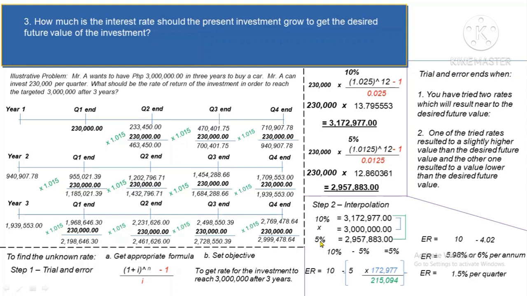I will announce the answer in video number 3 about the time value of money, discussing the present value. So this is the problem. You want to have 1 million at the end of the year. You decided to invest 230,000 per quarter. So what should be the annual interest rate that will turn the 230,000 into 1 million at the end of the year?